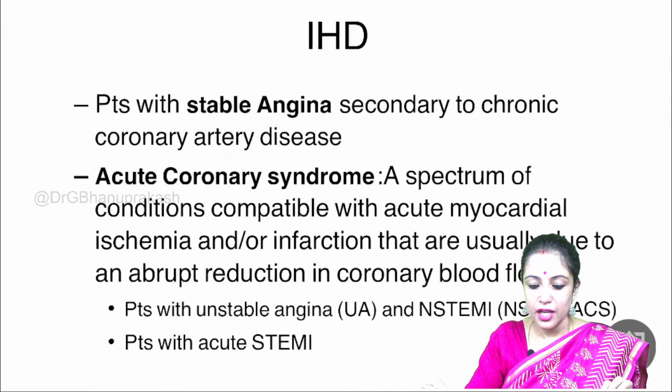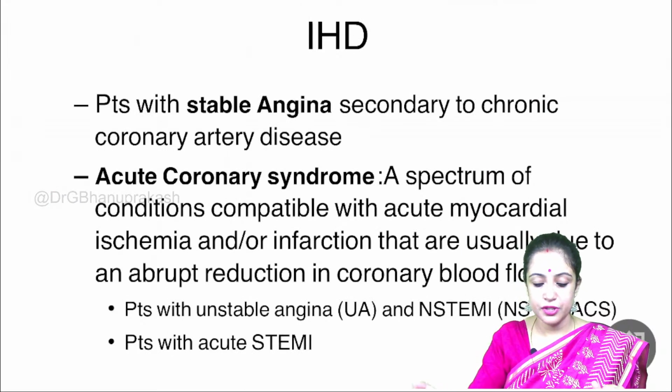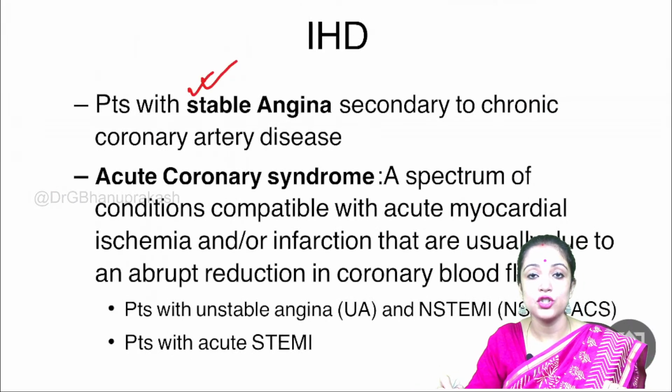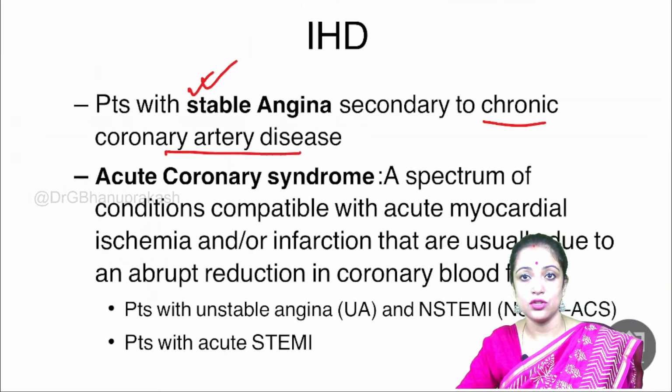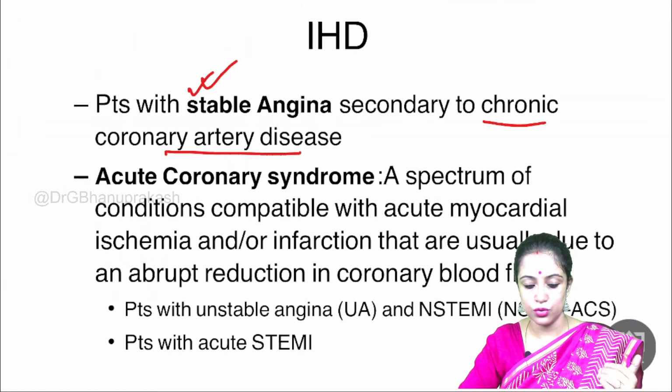to the heart. Ischemic heart disease is a spectrum of disease, as I said. It includes stable angina, which is secondary to chronic coronary artery disease. Not an acute condition, really, it is chronic coronary artery disease.